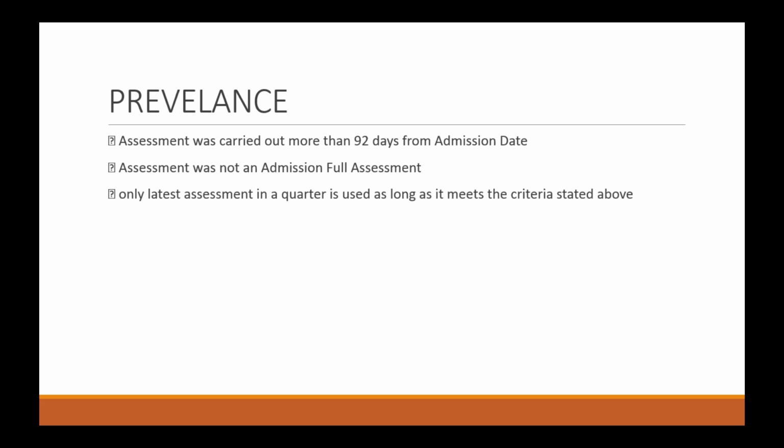The assessment cannot be an initial full assessment, or what they call a type 2 assessment. I'm sorry, a type 0-1 assessment, the initial full assessment. So those are not included on the reporting period. And only the last assessment in a quarter is used. So if you had a person who had their quarterly done in January, but in February they had a significant change assessment, they're only going to use the significant change assessment. That quarterly assessment is not included.